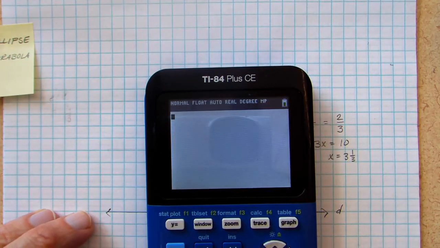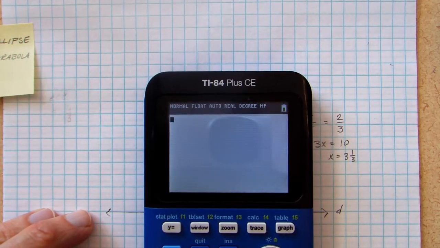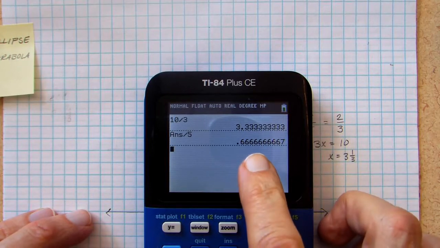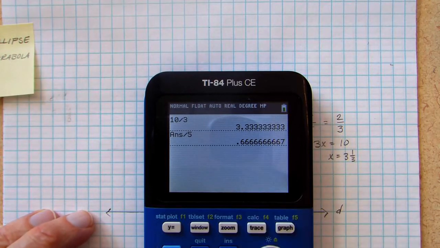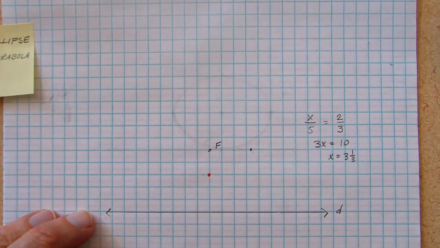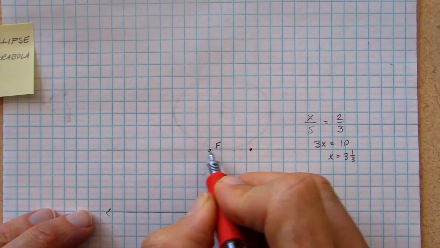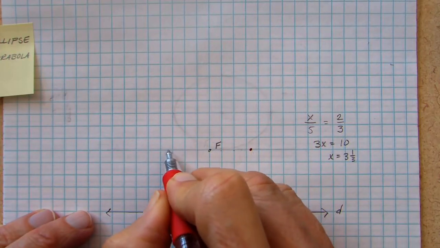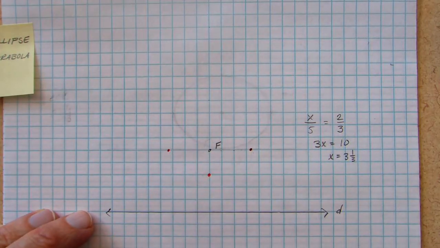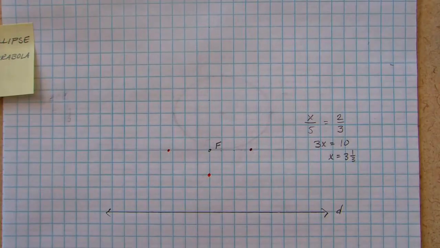If we do 3 1/3, now 3 1/3 is 10 thirds, so 10 thirds, and if I divide that by 5, it does make a 2 to 3 ratio of 0.666, and so on. So 3 1/3 works out very well. So I'll go 3 1/3 to the right, and I'll go 1, 2, 3 1/3 to the left, and so there are a couple of points that work out.